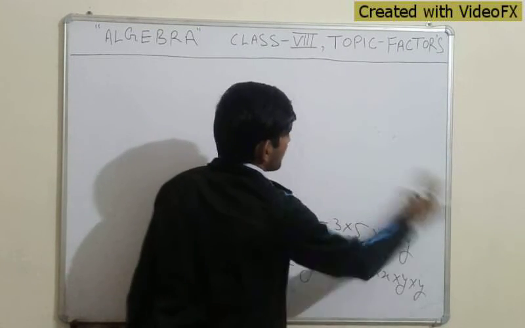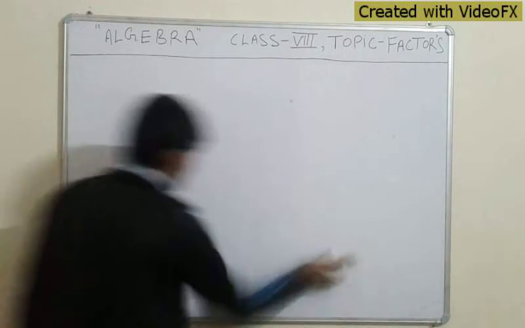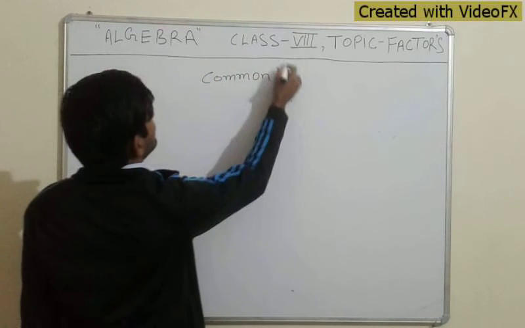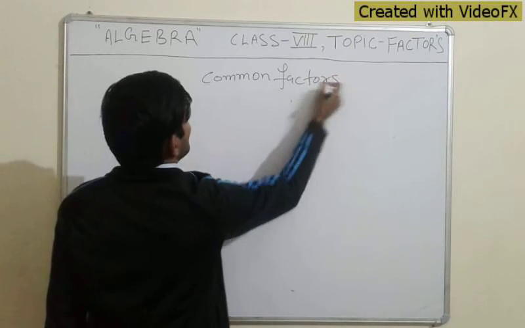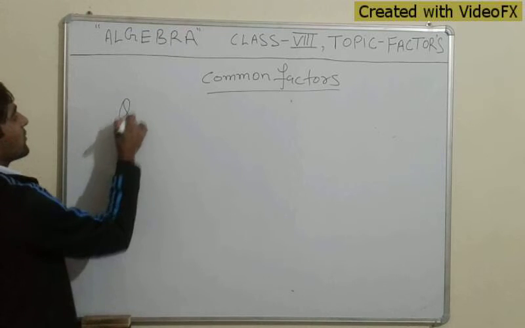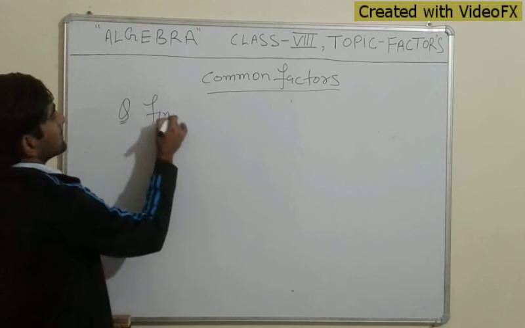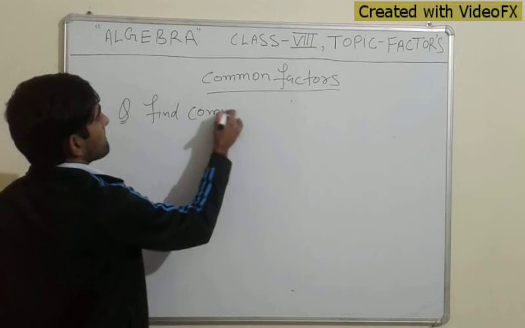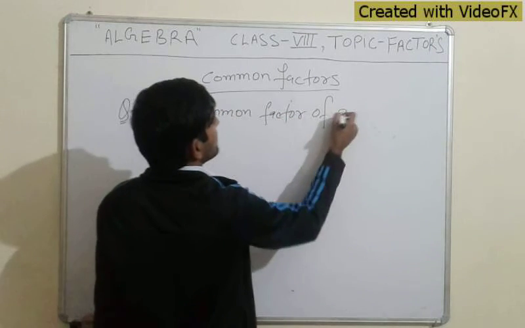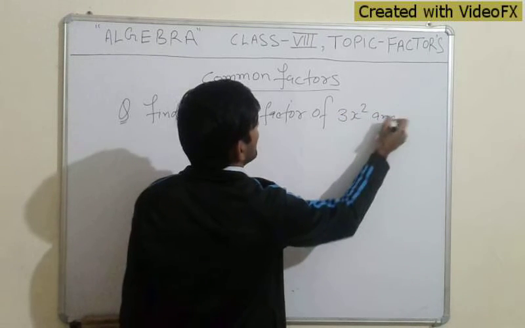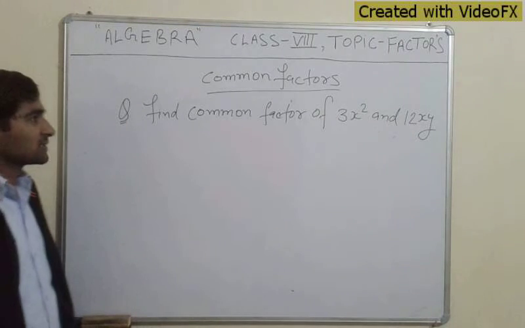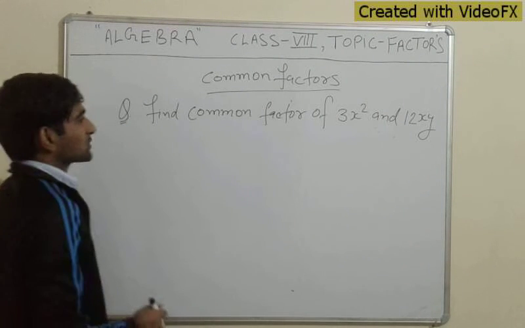Now we find common factors. For example, an example from a question: find the common factor of 3x square and 12xy.